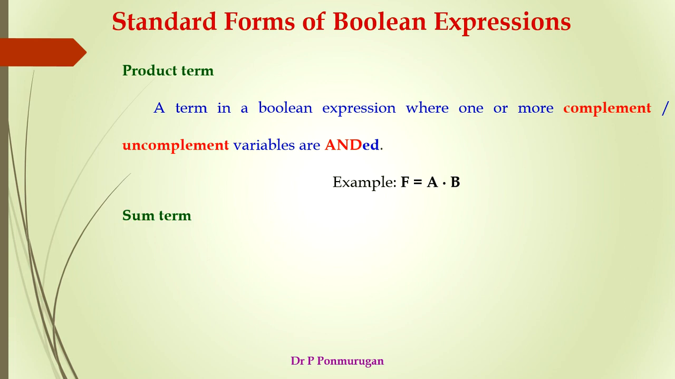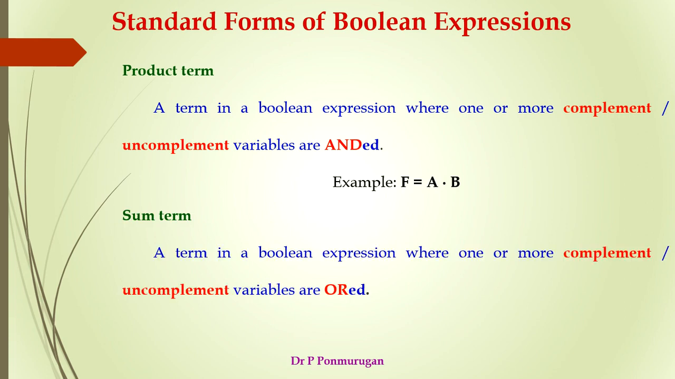Next is a sum term. A term in a Boolean expression where one or more complemented or uncomplemented variables are ORed is said to be a sum term. Here f is equal to a plus b. In this expression, a and b are the input variables, which are expressed using an OR gate, which denotes an OR logic of these two variables. This is said to be a sum term.